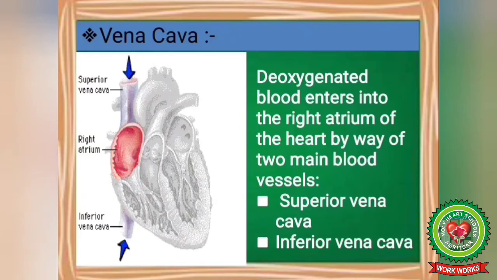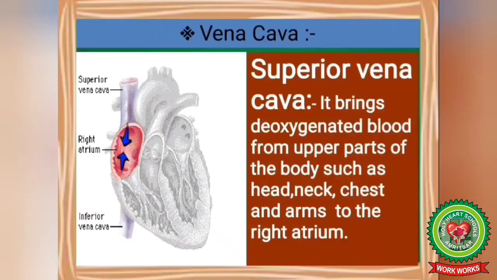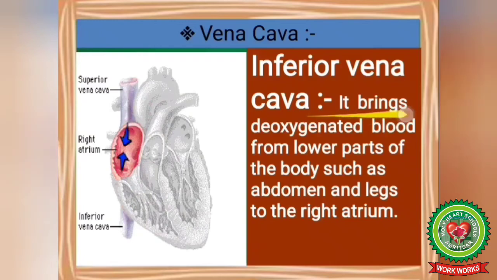Vena cava, deoxygenated blood enters into the right atrium of the heart by way of 2 main blood vessels, superior vena cava and inferior vena cava. Superior vena cava, it brings deoxygenated blood from upper parts of the body such as head, neck, chest and arms to the right atrium. Inferior vena cava, it brings deoxygenated blood from lower parts of the body such as abdomen and legs to the right atrium.